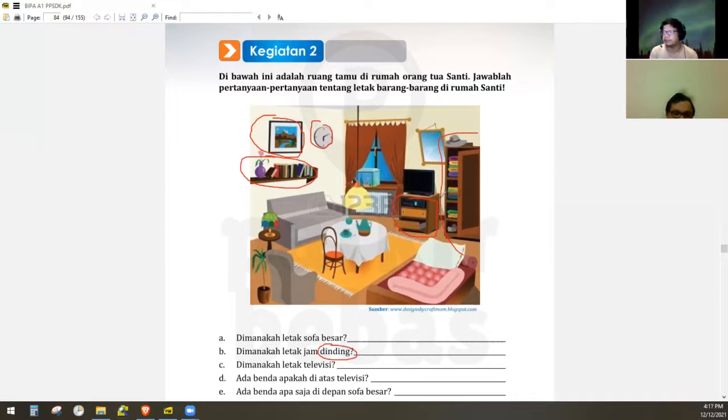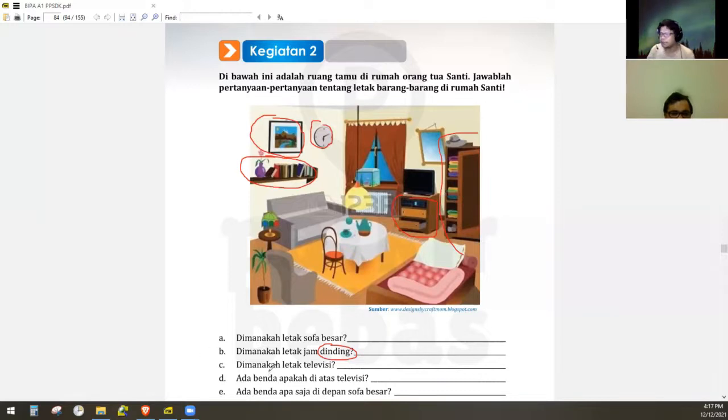Can you repeat that one? Televisi ada di atas meja kecil. Perfect. Okay, next question D. Pertanyaan D. Ada benda apakah ada di atas televisi?